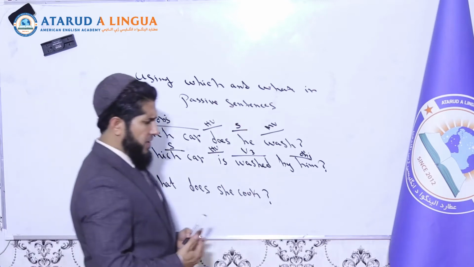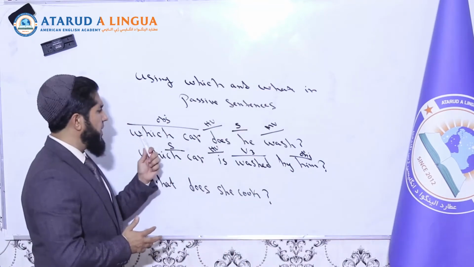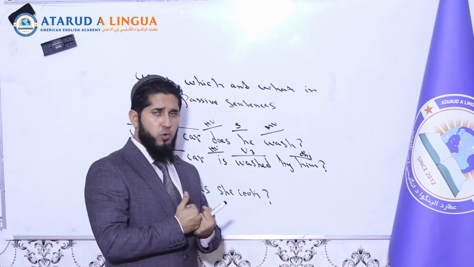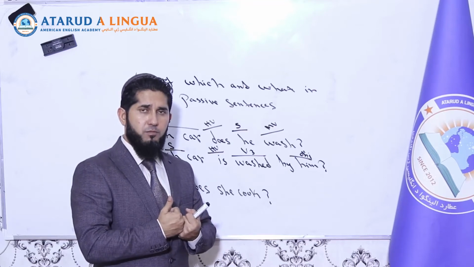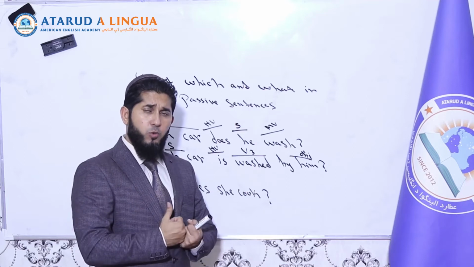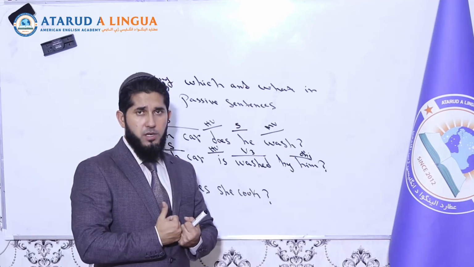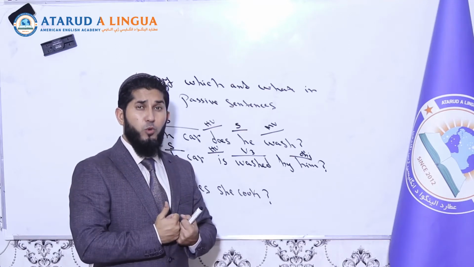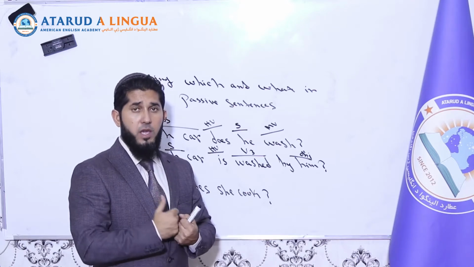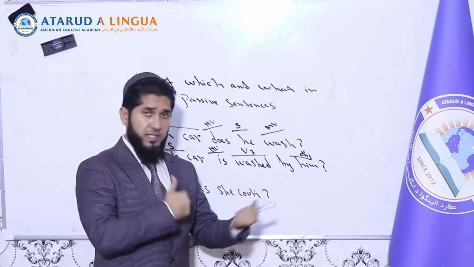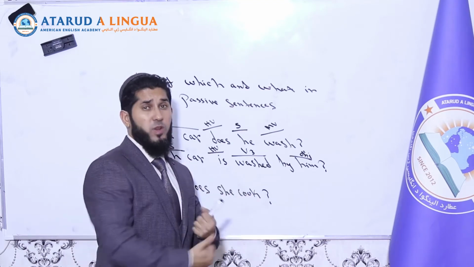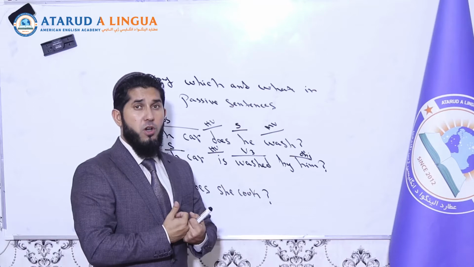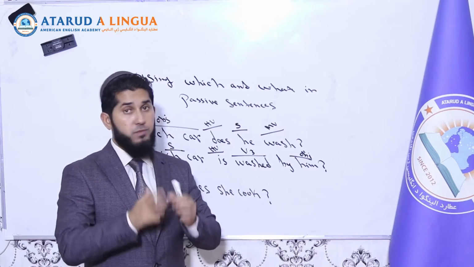Okay, in present perfect continuous tense, which car has he been washing? And the passive form would be which car has been being washed by him? Past perfect continuous tense: which car had he been washing? And the passive form would be which car had been being washed by him. In future perfect continuous form, the active form would be which car will he have been washing? And the passive form would be which car will have been being washed by him.